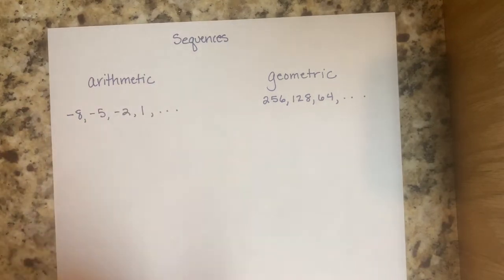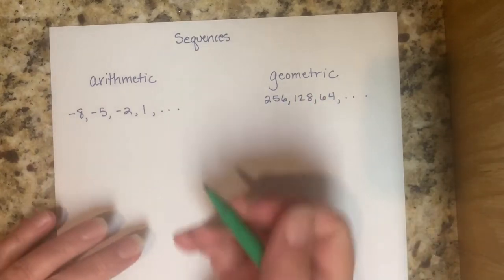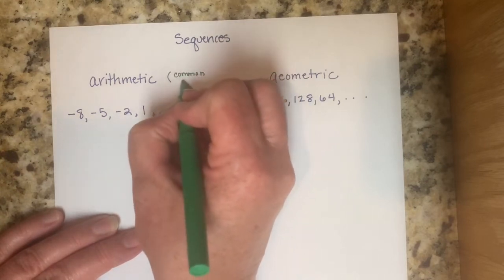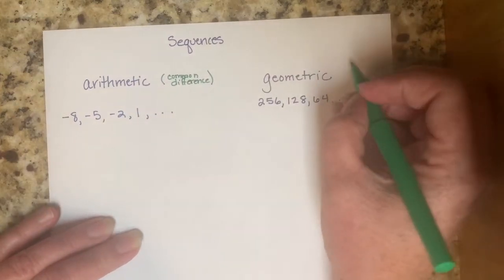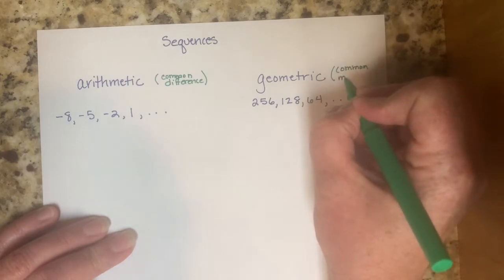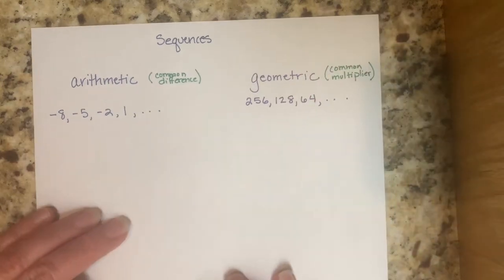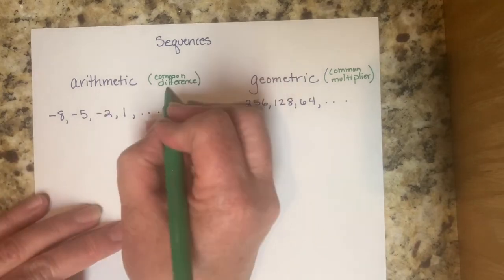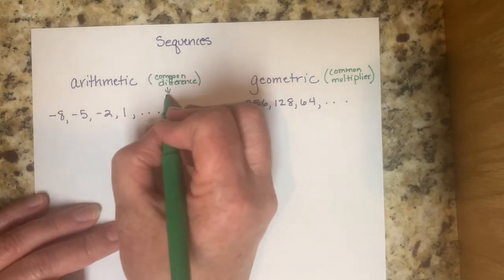We have our two different types of sequences. We have our arithmetic sequence and we have the geometric sequence. Arithmetic sequence is when we have a common difference. And a geometric sequence is when we have a common multiplier. Okay, and so remember the common difference is really the same as the slope, and the common multiplier is the same as a multiplier that we've been using in this chapter.